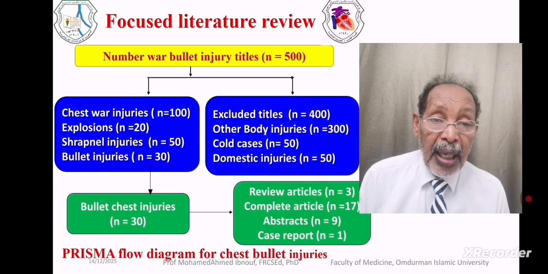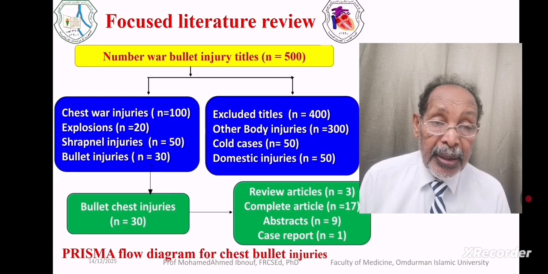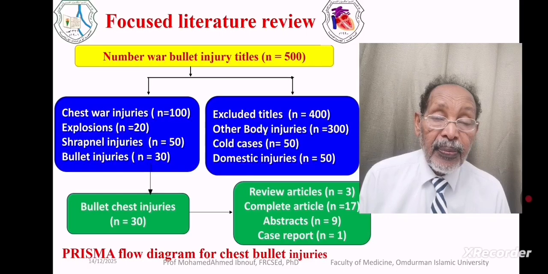Here, I have devised a PRISMA flow diagram. It is written at the bottom line in red. For chest bullet injuries, these are our key words. Chest bullet injuries. No other injuries, not anywhere else in the body, only in the chest, and it is bullet injuries.